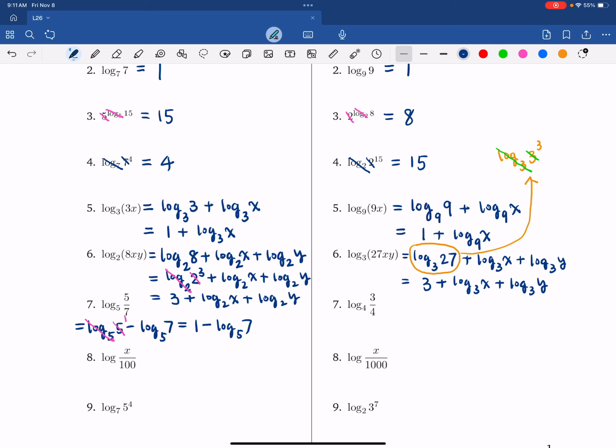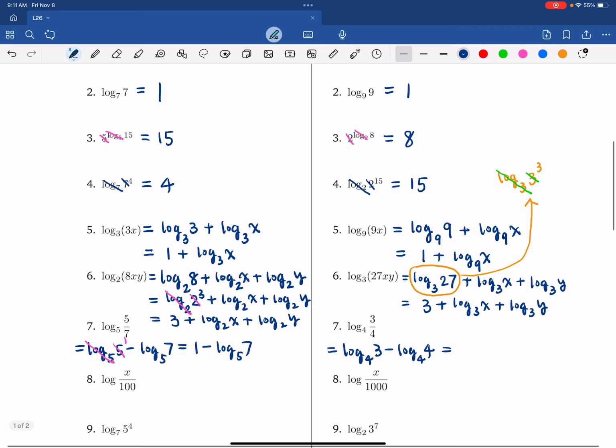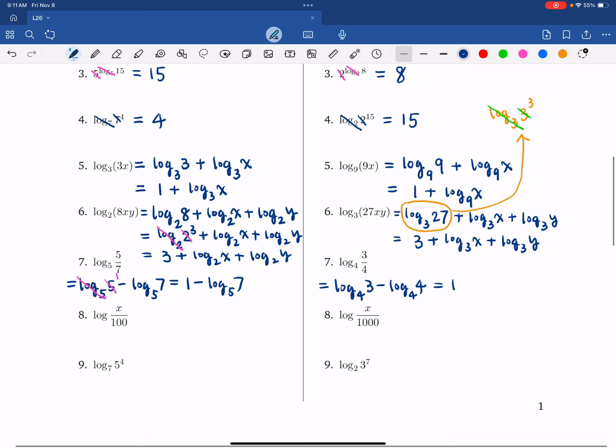Okay, so this one, you're going to split as well. So we have log base 4 of 3, subtract log base 4 of 4. Log base 4 of 3, we don't know what it is, so let's just keep it as it is. And log base 4 of 4, we know it's 1. This is because of property number 2, or you could cross out the inverse operations.